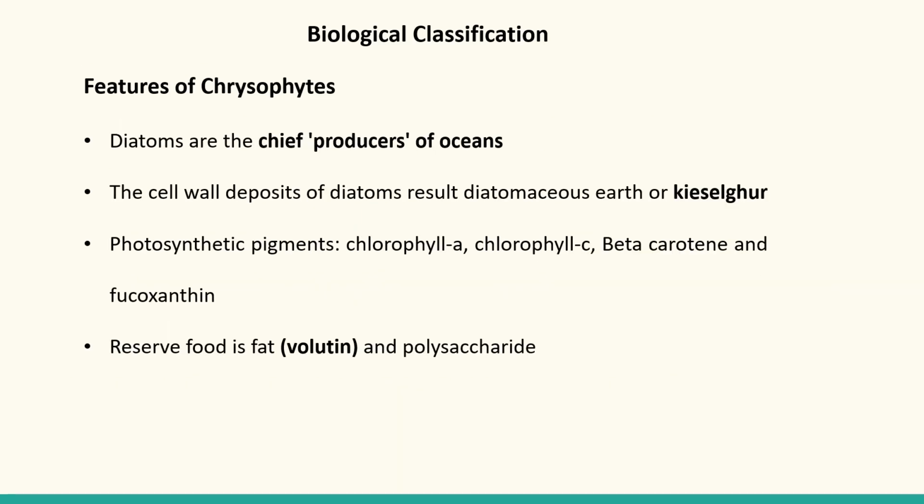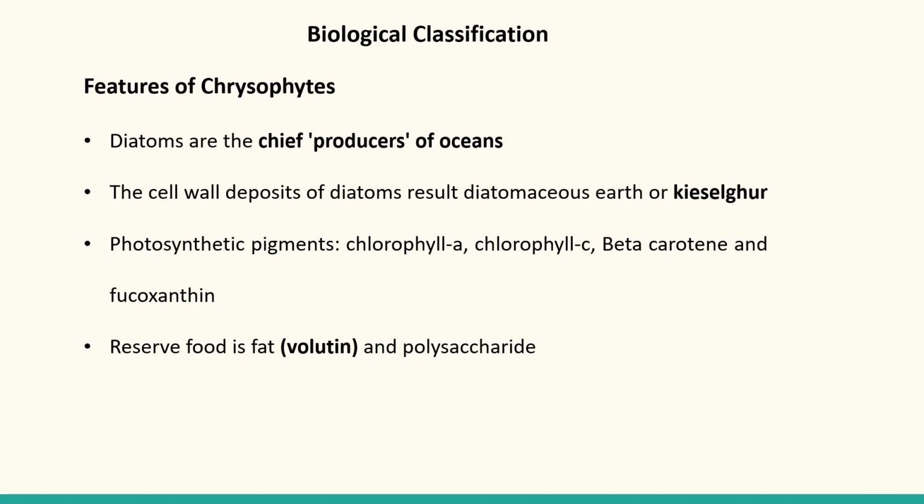Features of chrysophytes. Diatoms are the chief producers of oceans. Generally, they are present in the ocean and they are called producers. Why producers? Because they do the process of photosynthesis and they make food for other organisms. They provide food for other organisms, and also they produce lots and lots of oxygen. So that is why they are called chief producers of oceans.